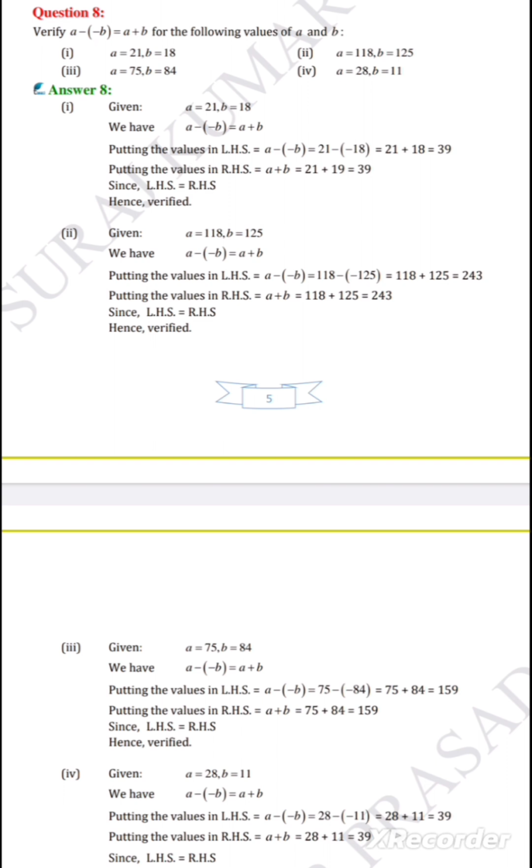And last values of a and b are a is equal to 28 and b is equal to 11. By putting the values in LHS in this equation, we get 39, and putting the values in RHS, we get 39. As 39 is equal to 39, LHS is equal to RHS. Hence this is also verified.